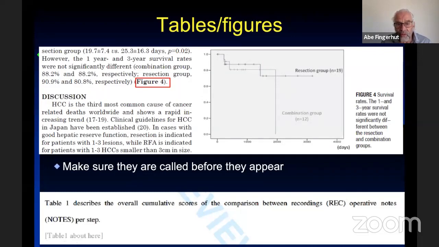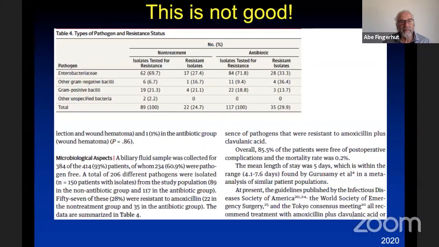What you want to avoid is something like this. Here we have a table 4, but we don't see the text beforehand. We don't know where it is. The table 4 is indicated here. So it's indicated after we see the table. This is not good. The citation has to be before we see the table.